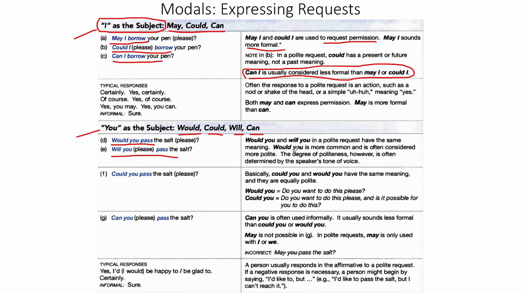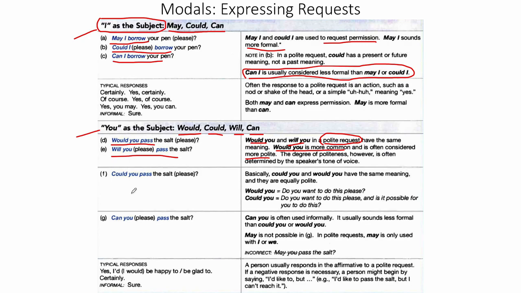So either the modal would or the modal will, both of them are used for expressing polite requests. But still there is a little bit of difference between the two. Would you is more common, this is the first difference. And it's also considered a little bit more polite than the use of will. The degree of politeness, however, is often determined by the speaker's tone.